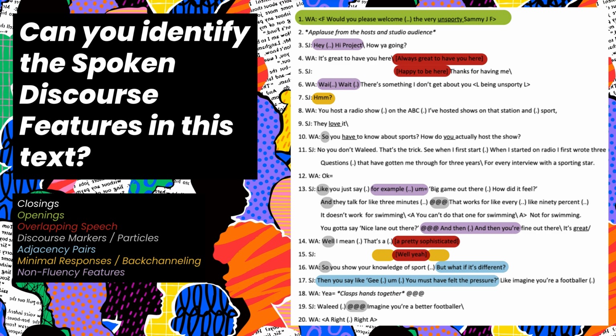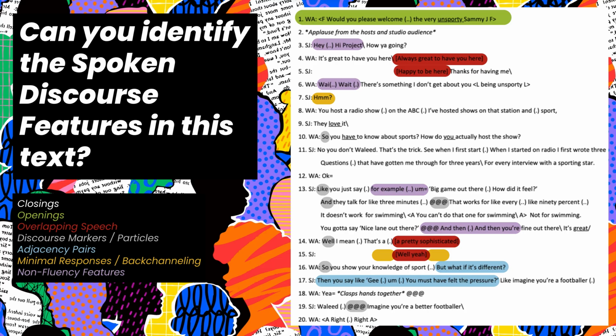And if you're a king green bean when you're doing your analysis, this would be one of those places to double your metalanguage. And instead of labeling line 15 as just overlapping speech, you might label it as overlapping speech that includes a minimal response, to allow SJ to signal his agreement with Waleed Ali.